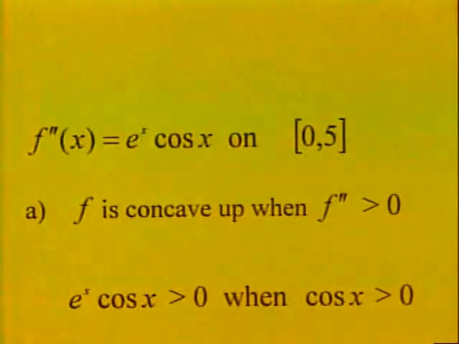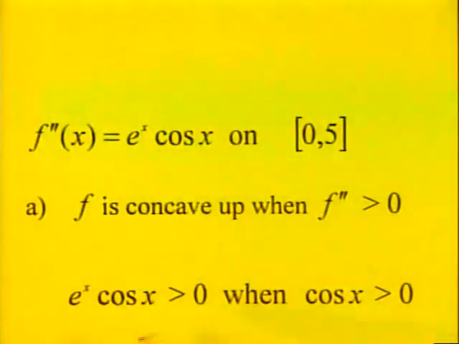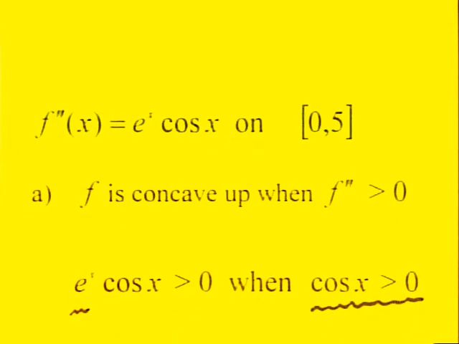Yes. Now without a calculator, it's when e to the x cosine x is greater than 0, which means when cosine x is greater than 0. Why did I just ignore the e to the x? Because e to the x is always positive.